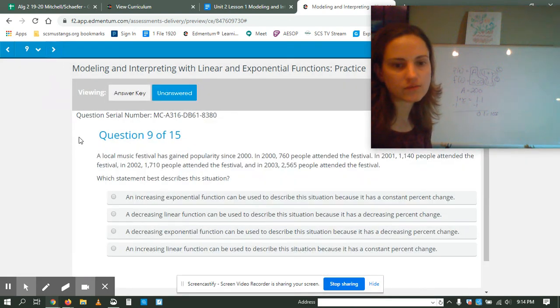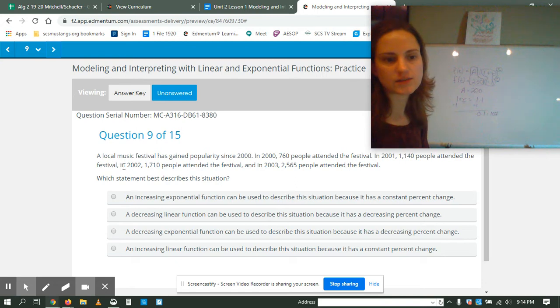Looking at 9, we've got a local music festival that has gained popularity since 2000. In 2000, 760 people attended the festival. In 2001, 1,140 people attended the festival. In 2002, 1,710 people attended the festival, and in 2003, 2,565 people attended the festival. Which statement best describes the situation?